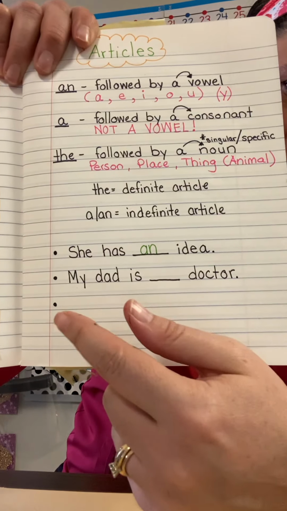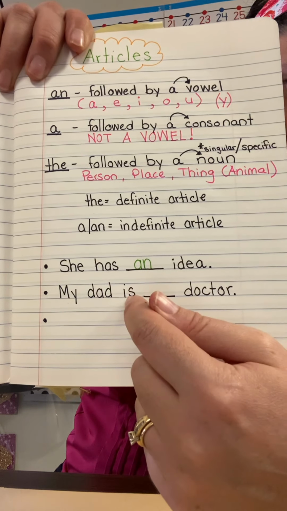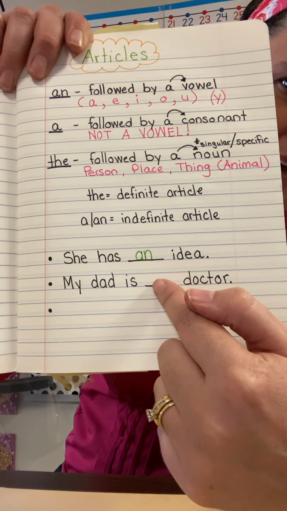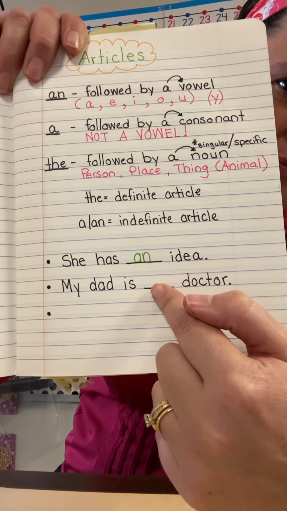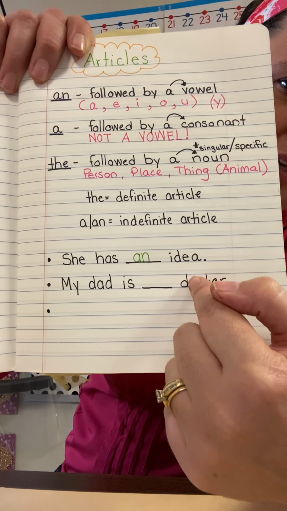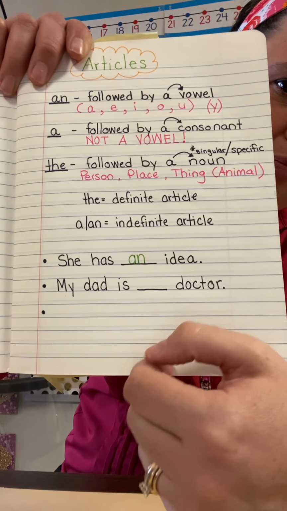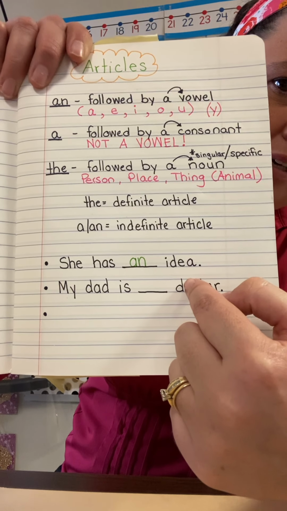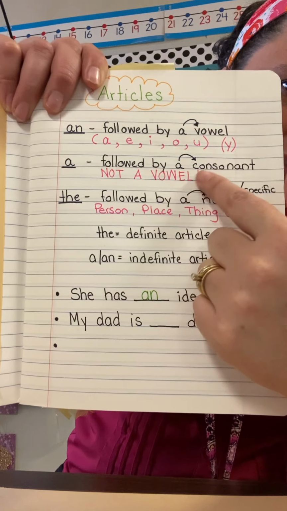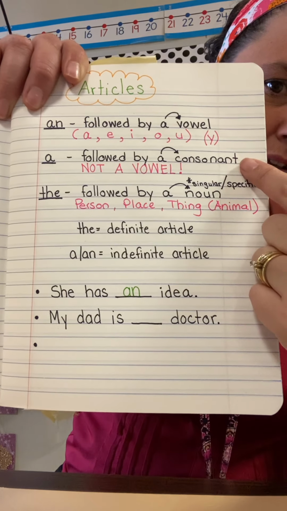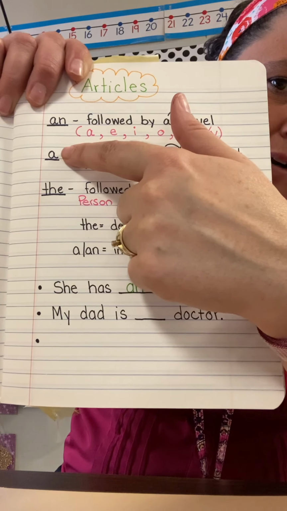Okay, here's our next sentence. My dad is blank doctor. What would fit here? An, a, or the? So sometimes we can look at the next letter over, which is what? D, doctor, right? So D, is that a vowel or a consonant? D is a consonant. Very good. So that means it's going to start with A.